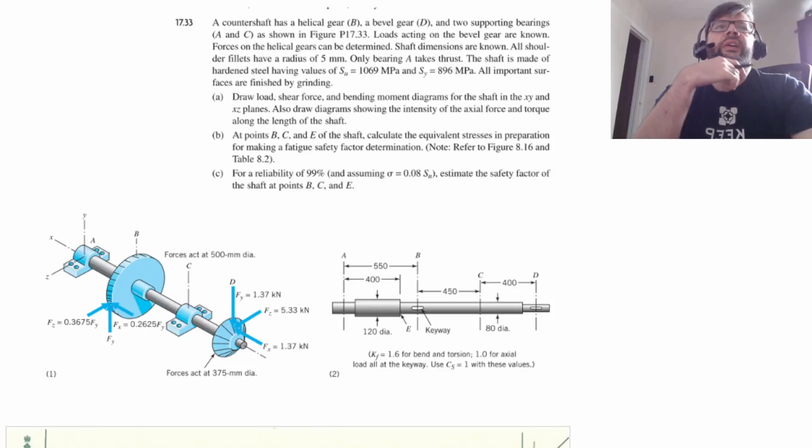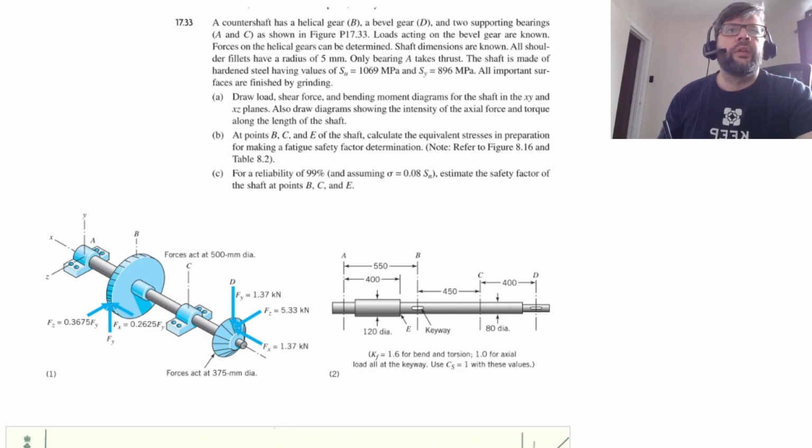Okay, so we've got this problem here. Got the shaft. It's got a helical gear and a bevel gear mounted to it, and then two bearings that are supporting it. Both the helical gear and the bevel gear have forces acting upon them, obviously, because what's the point of having gears otherwise?